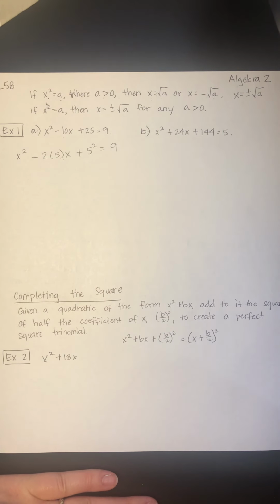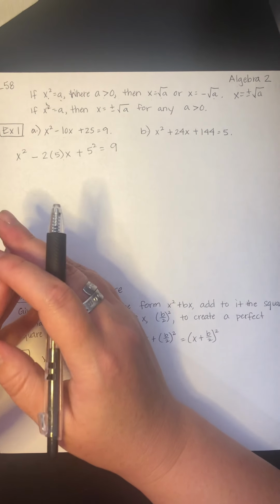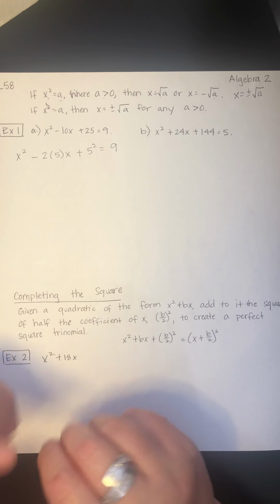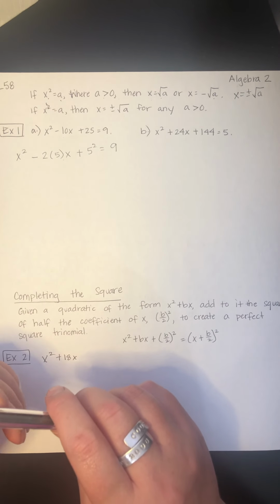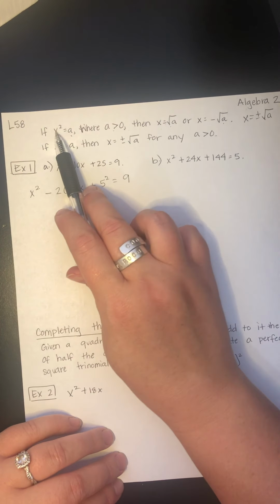Algebra 2, Lesson 58, Completing the Square. So you have talked about perfect square trinomials where you can factor them into a squared binomial. A trinomial has three terms, and a binomial has two terms. I'm going to remind you about that in a second, what it looks like. But I do want to remind you of this.